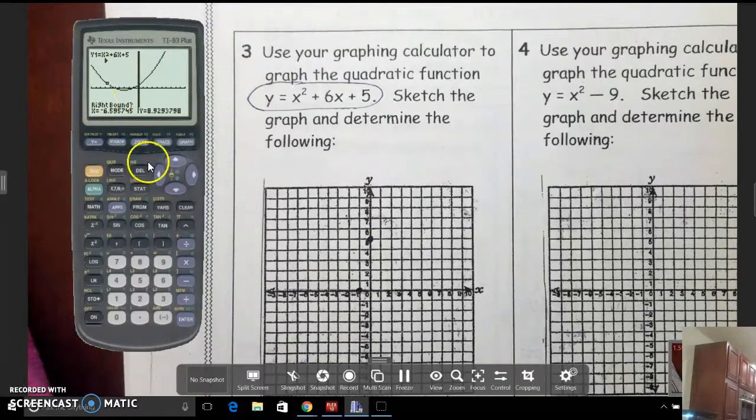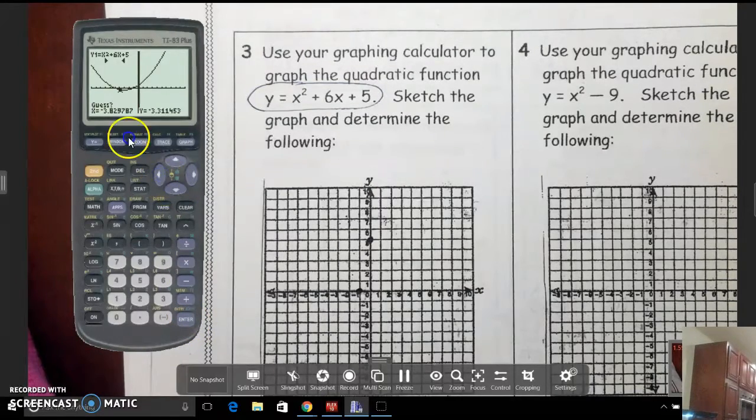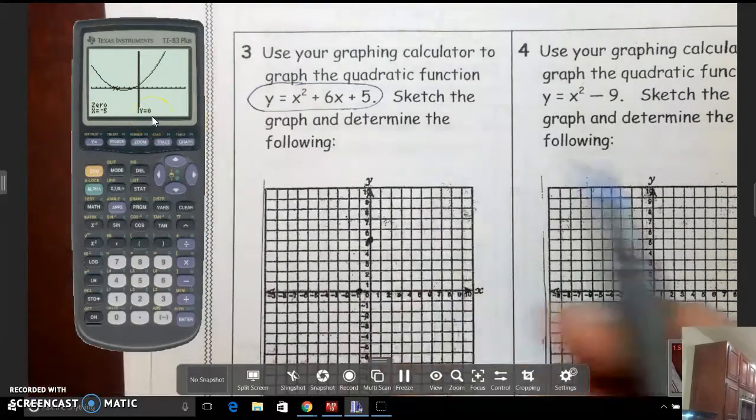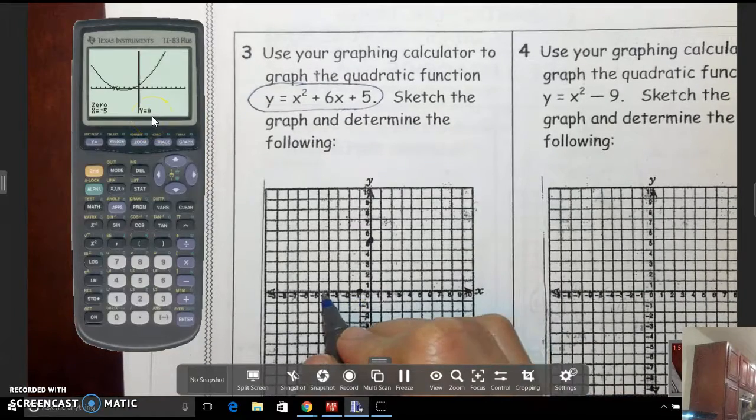And then it says right bound. So I'm going to move my cursor to the right past that point that I want. And then I'm going to hit enter again. And then it says guess. So I just move it back onto the line a little bit. And I hit enter. And my 0 for this one is going to be -5, 0. So I know that's one of my points. So I'm going to put here -5, 0. So that's this one right here.